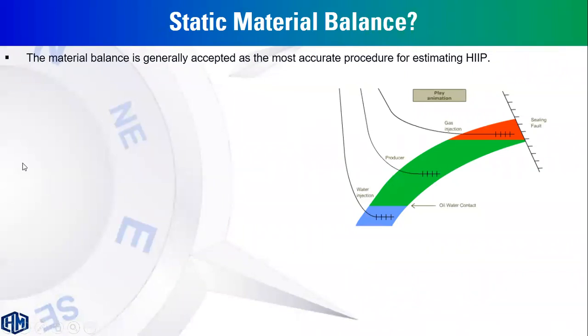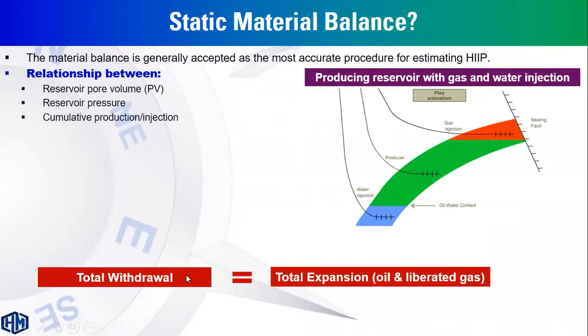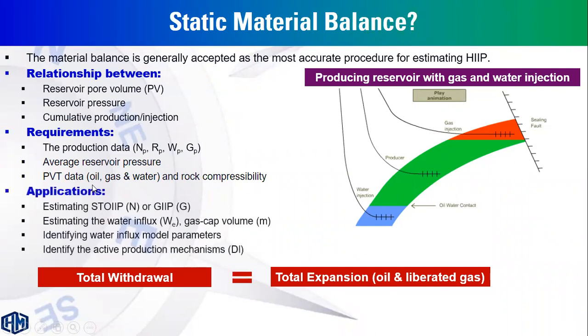As you know, it's a simple relationship between the volume, reservoir pressure, and cumulative production. Simply, the static material balance states that the total withdrawal equals the total expansion of oil and also liberated gas. These are the major requirements for static material balance production data: cumulative oil produced, cumulative water, cumulative gas, and cumulative produced gas oil ratio, and also an accurate estimation of the average reservoir pressure and PVT data.